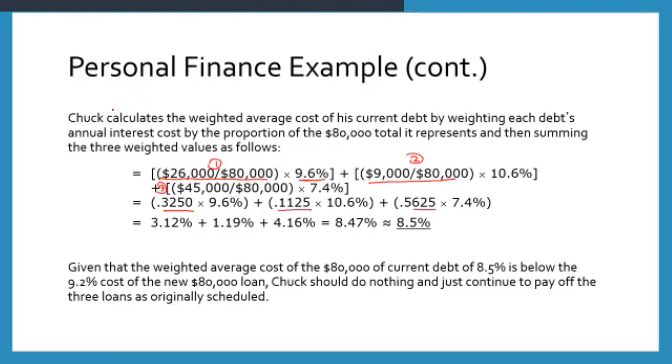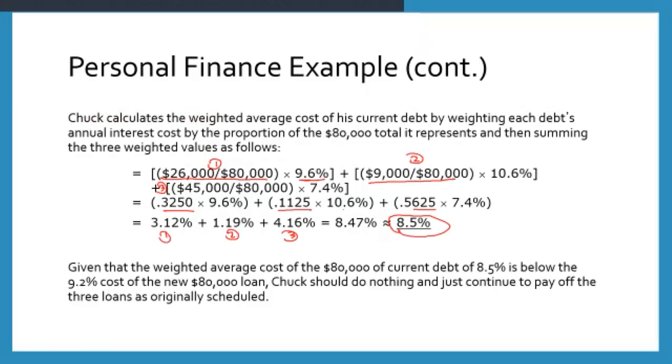And we multiply each by the interest rate for that debt. The interest rate for debt 1 was 9.6, for debt 2 was 10.6, and for debt 3, 7.4. Summing debt 1, debt 2, and debt 3, the weighted average cost is 8.5%.